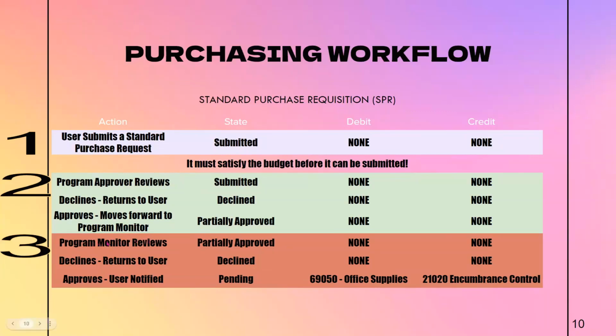And then finally, the monitor, before they approve, it's going to say partially approved until they make one of those two decisions. If they decline, it says declined. If they approve, that document updates to pending. The user is notified, and now they can make the next step, which is to convert that into a purchase order. And then we have the entry that is actually made, where our line item will be debited with whatever the amount is in the request, and our encumbrance is created.